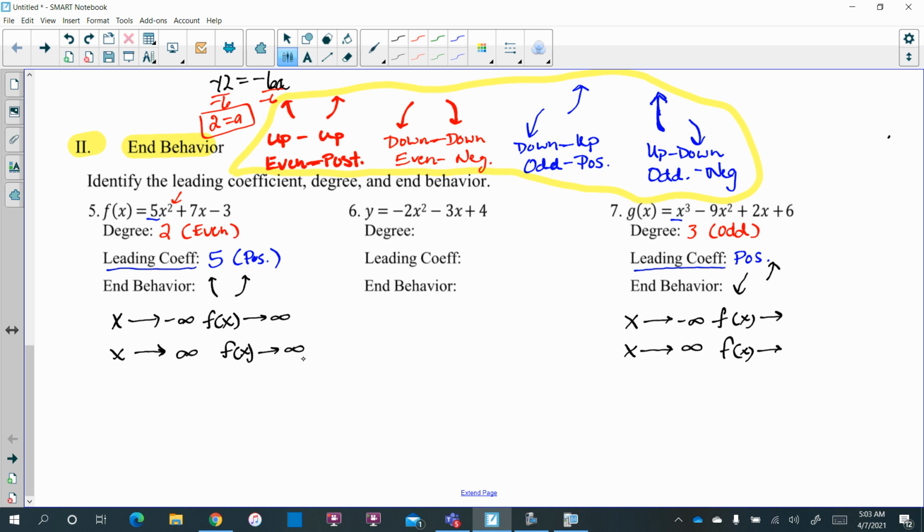I was just going to focus on the odds here, so you can check your understanding. I went ahead and showed number 7, which is a degree of 3, because your exponent is 3, which means it's an odd, and the coefficient was positive again. So that's a down, up. As x approaches negative infinity, I look at this arrow right here, it's pointing down, so that means this is a negative infinity for the function. As it approaches infinity to the right side of the graph, the arrow is pointing up, so that's a positive infinity. So you break it down to each part.